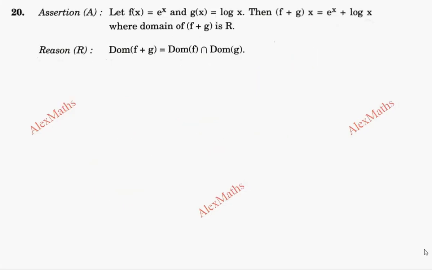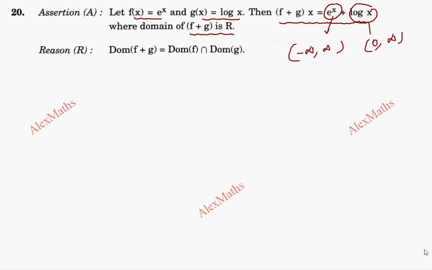Now question number 20, they have given two functions, f of x which is e power x, g of x which is log x, and f plus g is the sum of this, e power x plus log x, where the domain of f plus g is R, they have given. Actually, for e power x, x can take any value from minus infinity till infinity, but log x can take only from 0 to infinity. Even 0 is not included, so from 0 to infinity.